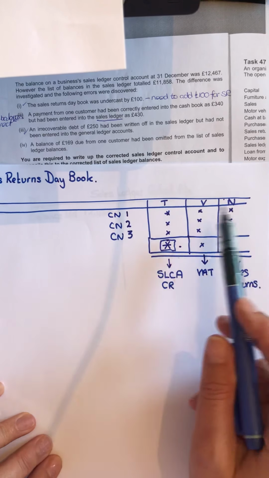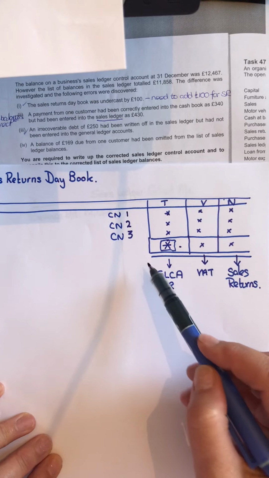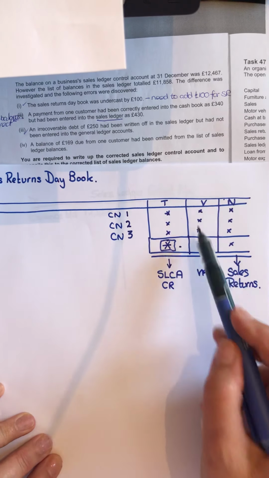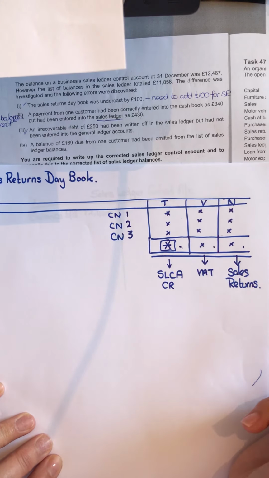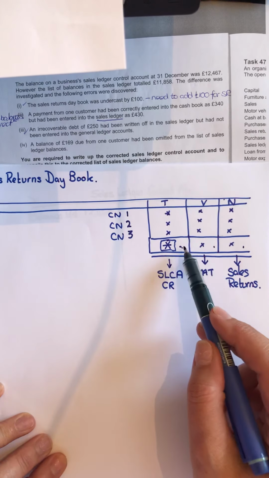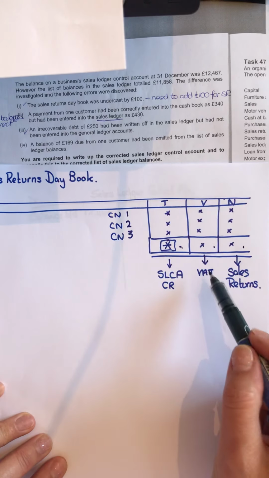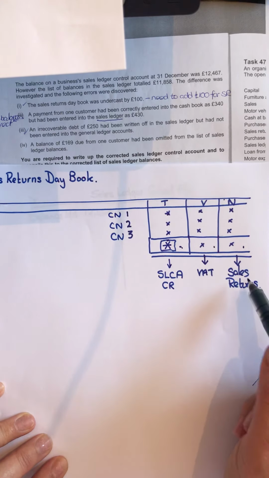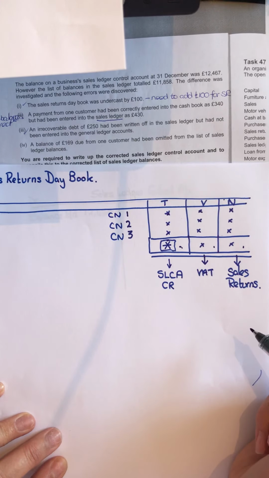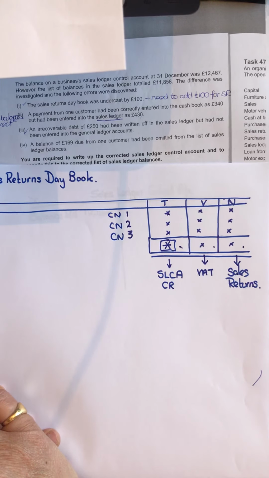And through the week or through the month, each time we issue a credit note, we write it into the sales returns daybook. At the end of the accounting period, we add up each of the columns, and it's these totals that go into our general ledger. So that's where our double entry takes place. Now the total box always goes to the sales ledger control account. The VAT column always goes to the VAT account, and the net in the sales returns daybook goes to the sales returns account.